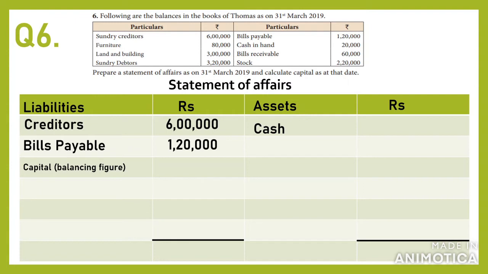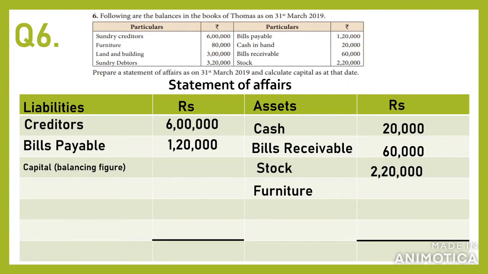On the assets, let us start with cash. How much is the cash that we have? Cash is 20,000. Then we have the other assets, bills receivable. Just remember, bills receivable is an asset, whereas bills payable is a liability. Okay, so bills receivable is an asset. How much is the bills receivable? It is 60,000. And then what do we have? We have stock. How much is the stock? 2.2 lakhs. And then we have furniture, 80,000. Then we have land and buildings, it is 3 lakhs.